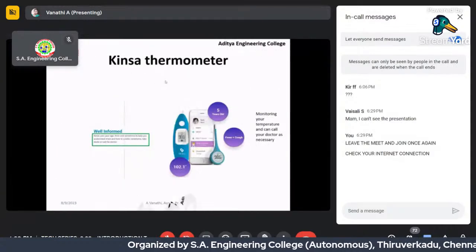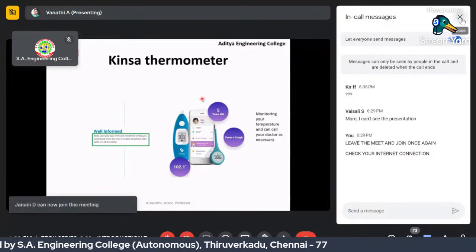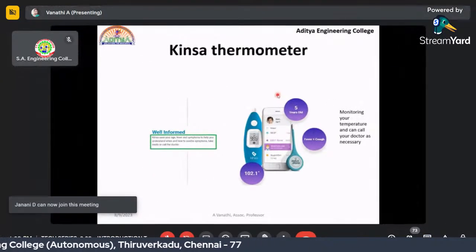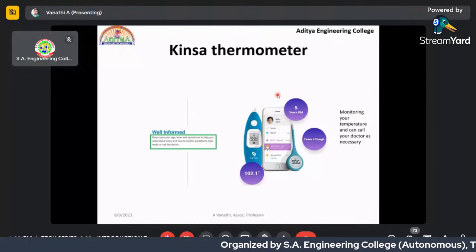And this is the one which is a Kenso thermometer. It monitors the temperature of your younger one. If it is going to exceed the time limit or the temperature level, it automatically makes a call to the doctor to get the necessary help.